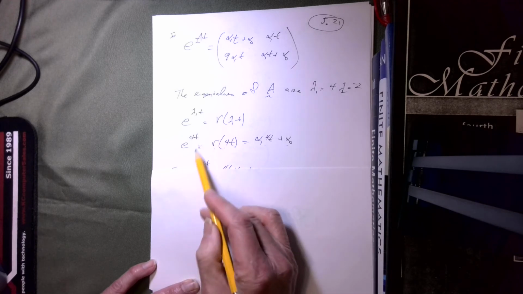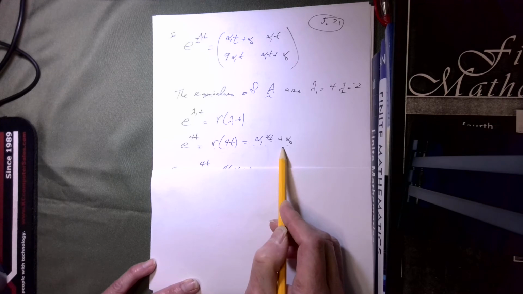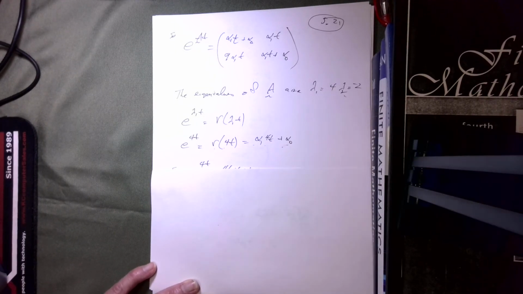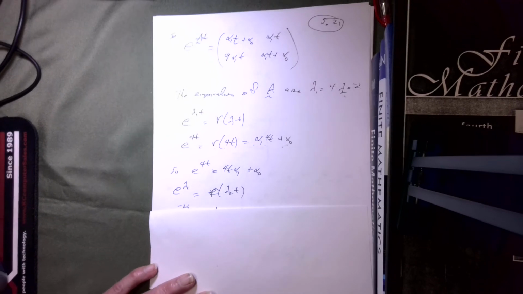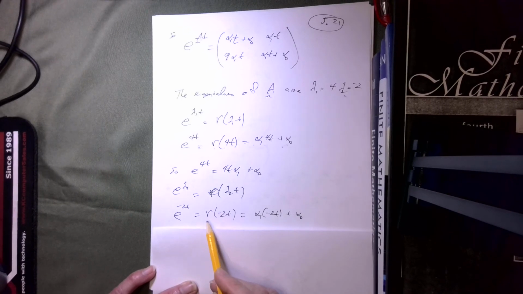Notice I have this equals this. That's one equation. I have two unknowns. I need another equation. That's where the lambda equals -2 is going to come from. So if we take the lambda equals -2, e to the -2t is equal to r of -2. So you just put in a -2t for your lambda stuff.